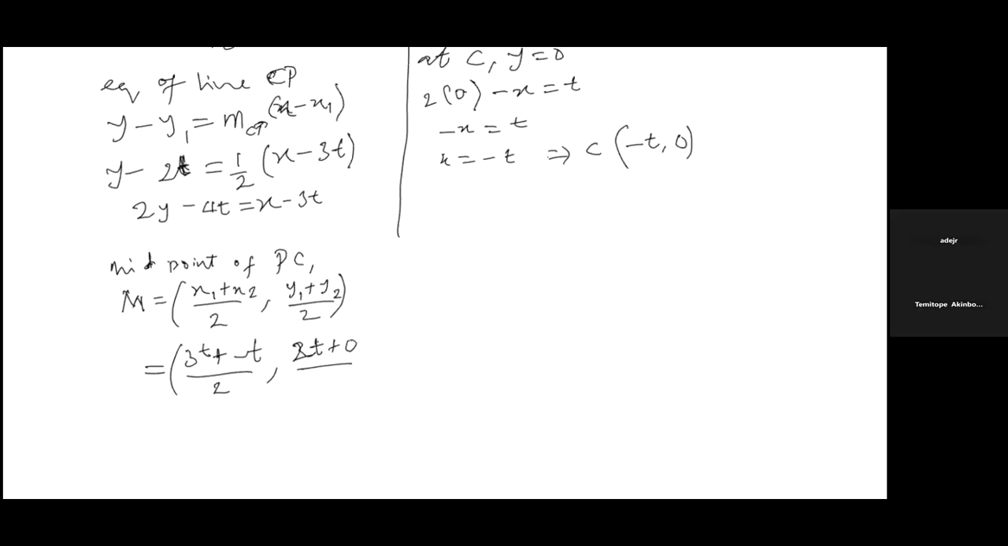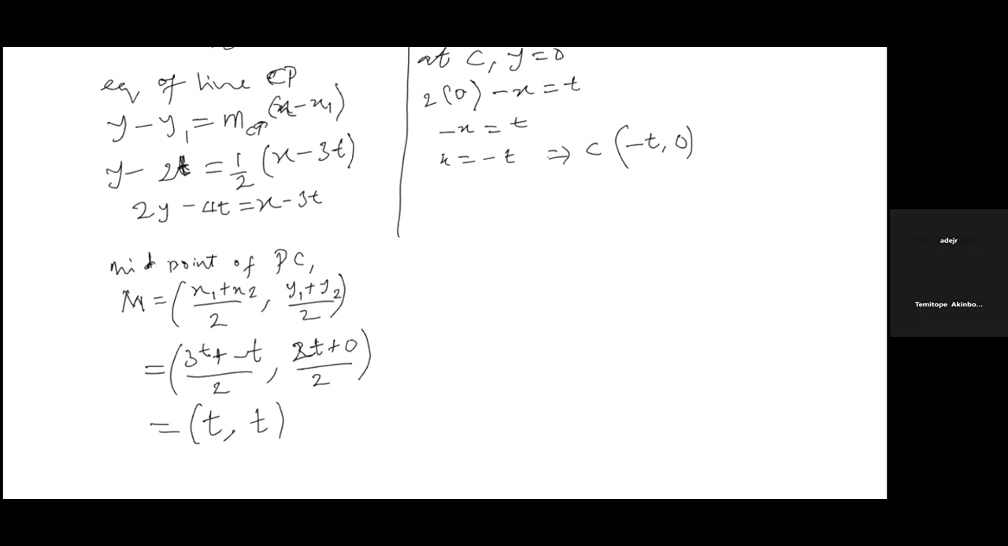3t minus t, that's 2t. So 2t divided by 2, you have t. 2t plus 0, 2t. 2t divided by 2, you have t. So the midpoint of line PC is t, comma t.